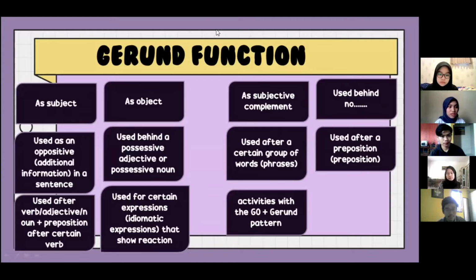Gerund functions as subject, as object, used as an appositive, used behind a possessive adjective or possessive noun, used after a verb or adjective or noun plus preposition, used after certain verbs, used as a subject complement, used behind no, used after a preposition, and activities with go plus gerund pattern.